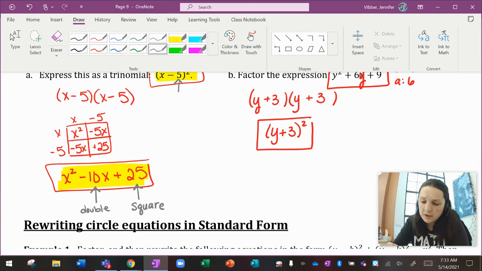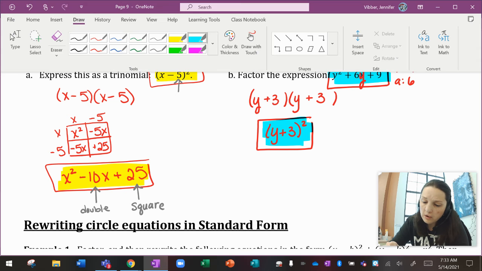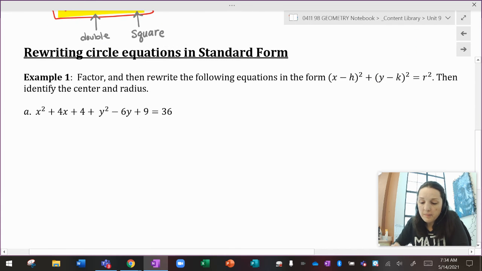Let's see if the same thing holds true over here. Y squared plus 6y plus 9, y plus 3 squared. This number at the end is the square of the 3 in the parentheses, and the number 6 is double the number 3. Okay, we're going to use that to our advantage when we do something called completing the square.